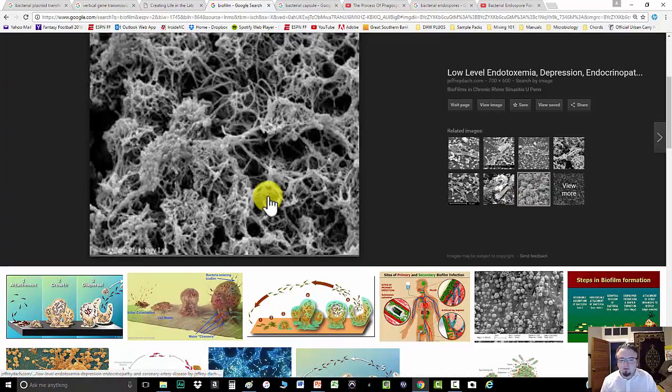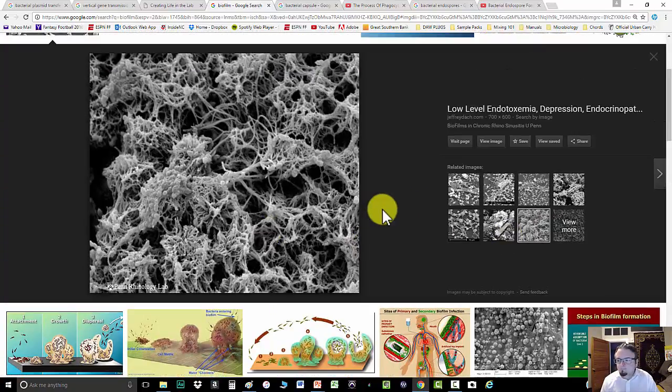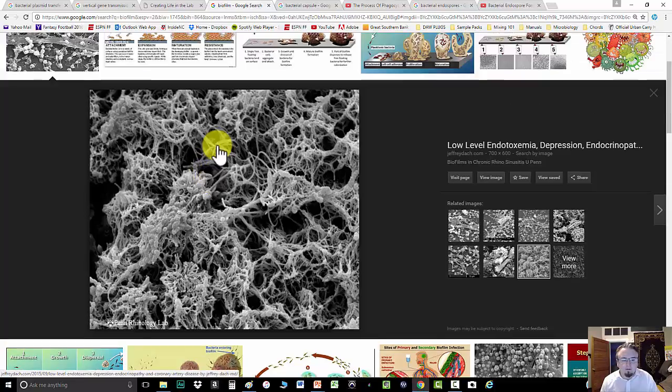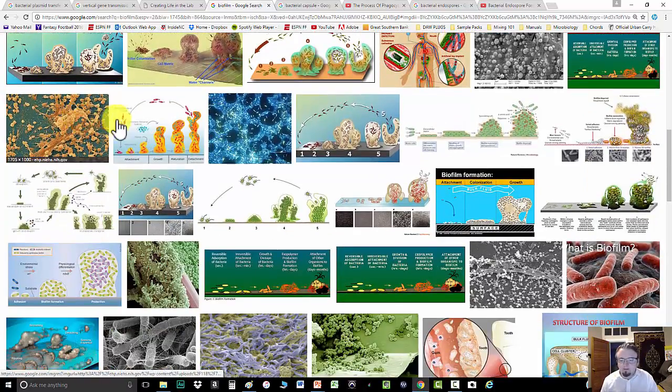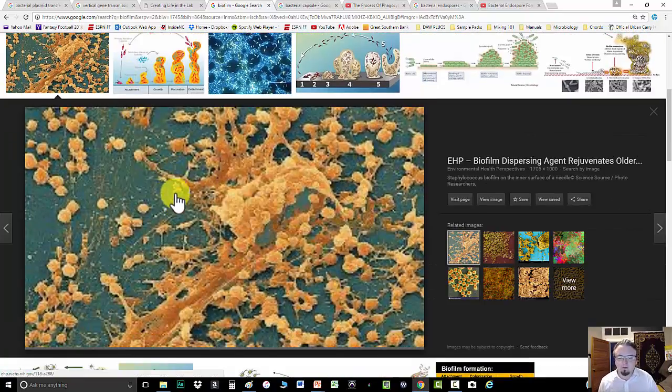Here we can see a biofilm. This is once again, I believe anyway. I'm pulling stuff up randomly here, so maybe I'm not sure. Actually, I'm not sure if I'm looking at something correctly there. This is about the same level. This is a biofilm here.